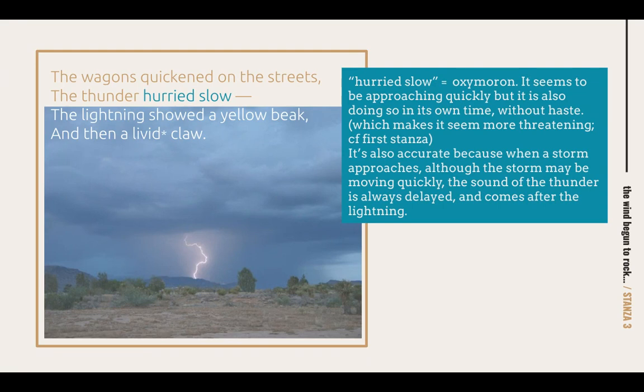But it's quite an effective one, because if you think about it, thunder always kind of comes after the rest of the storm. You get the lightning, you get the rain, and then you get the thunder a little while later. But there's also this idea that the thunder sort of arrives in its own time. Now, you could, if you wanted to, interpret that also as quite threatening.